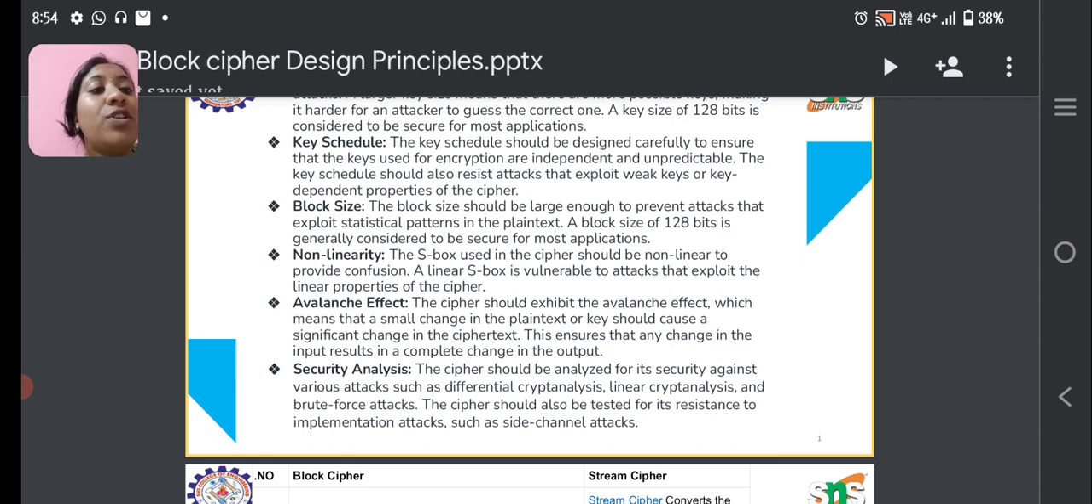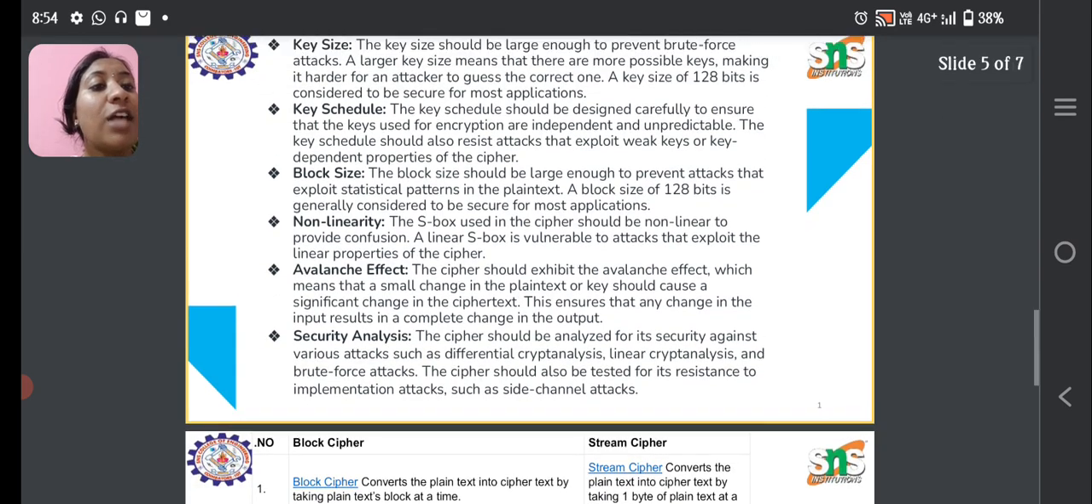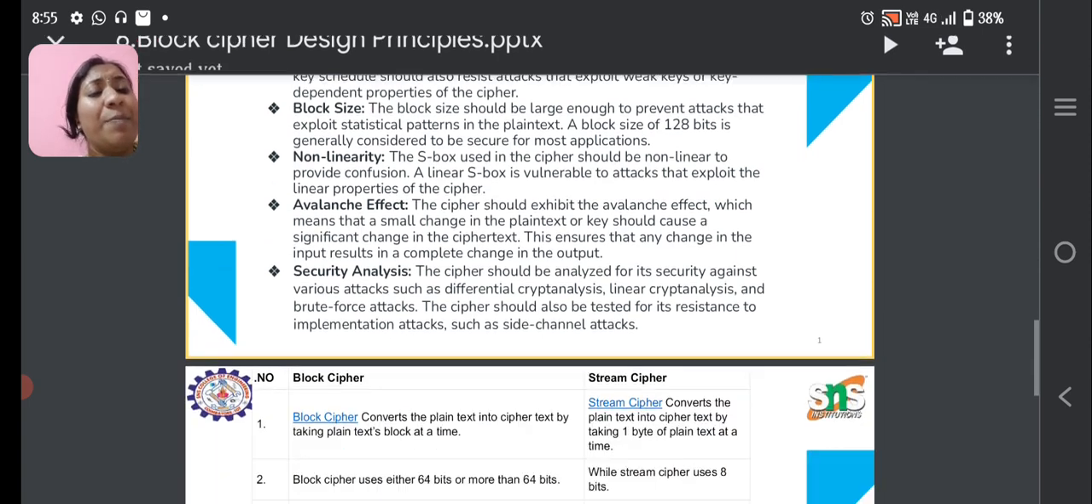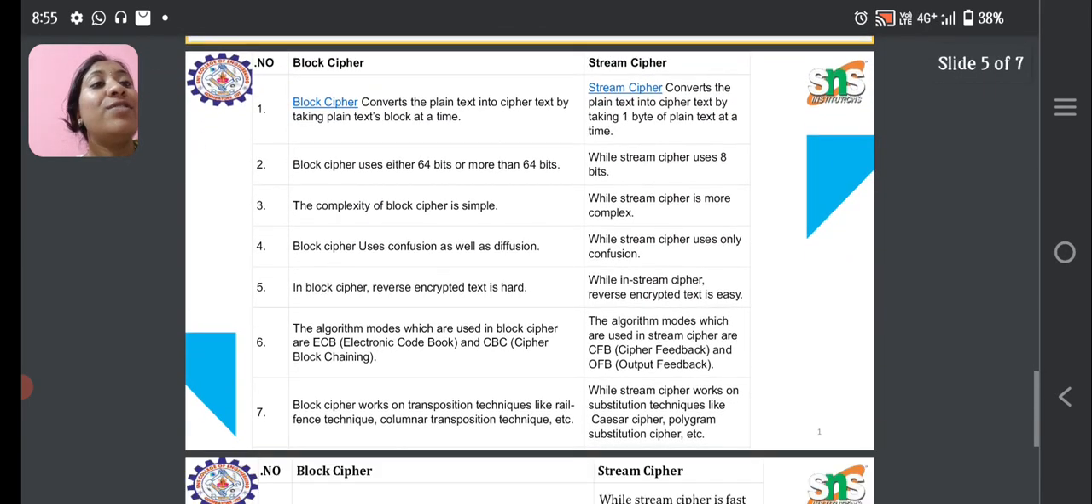Security analysis means the cipher should be analyzed for security against various attacks such as differential cryptanalysis, linear cryptanalysis, and so on. Now let us know the difference between the block cipher and the stream cipher, because there is a difference between them. The plain text is converted by a block cipher or a stream cipher.